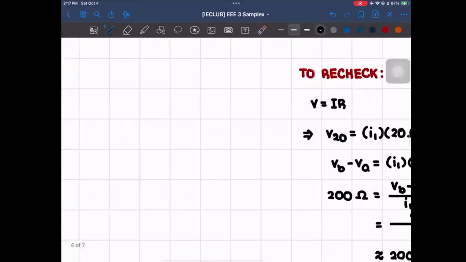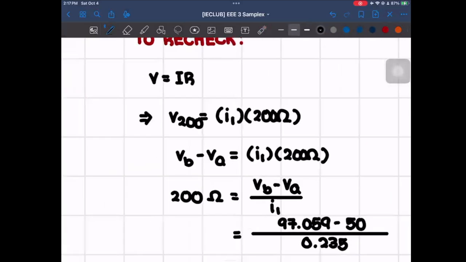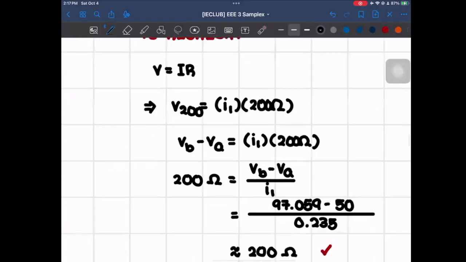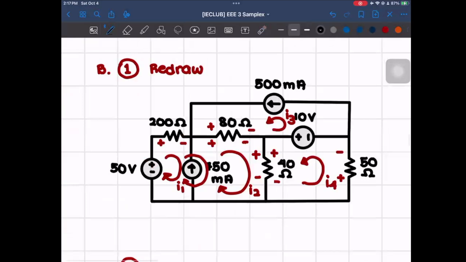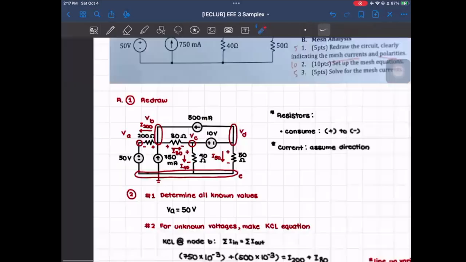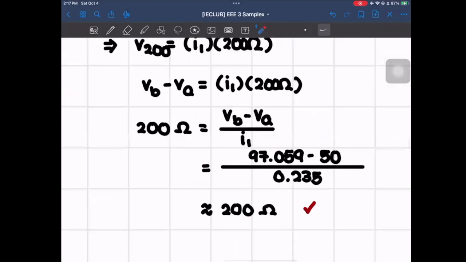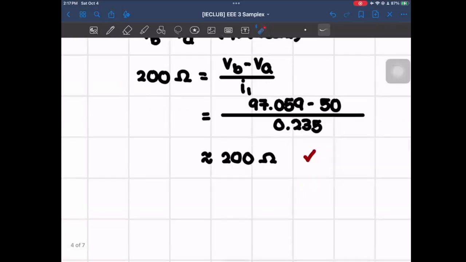So for that, we just use the equation V is equal to IR. So that will be V200 is equal to I1 times 200 ohms. And then our V200, we already established in the first part, that's going to be VB minus VA. So if we go back here, VB minus VA is equal to I1 times 200 ohms. And if we move all of our variables to one side, it's VB minus VA all over I1 is equal to 200 ohms. And then we just plug in all of the values that we found, and we'll end up with approximately the same value.